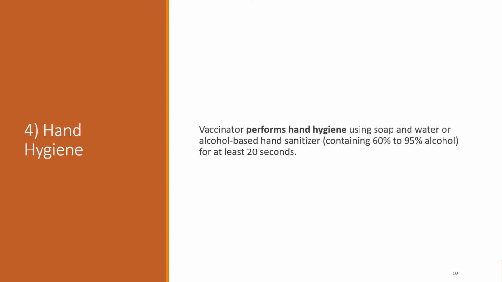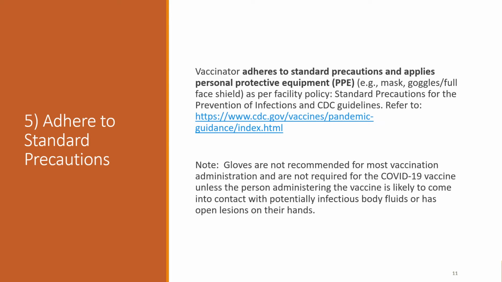Step 4, hand hygiene. The vaccinator performs hand hygiene using soap and water if there's a basin nearby, or alcohol-based hand sanitizer for at least 20 seconds. Step 5, adhere to standard precautions. The vaccinator adheres to standard precautions and applies PPE as per facility policy. Standard precaution link is there. You can take a look at that.